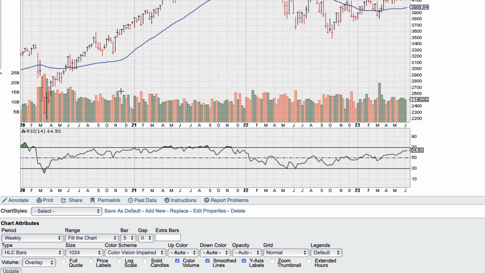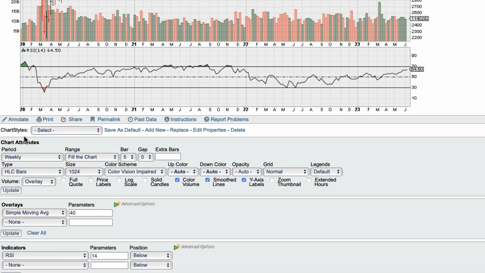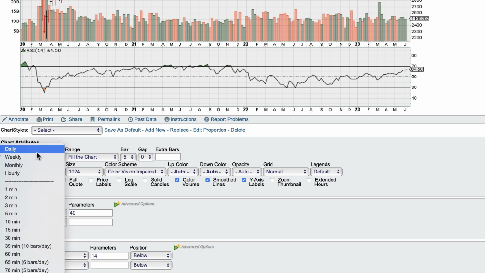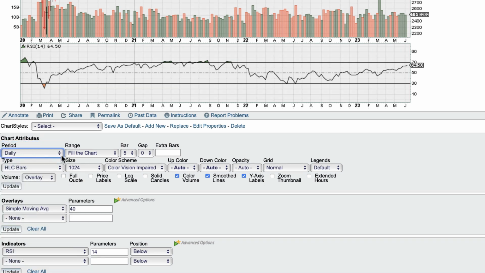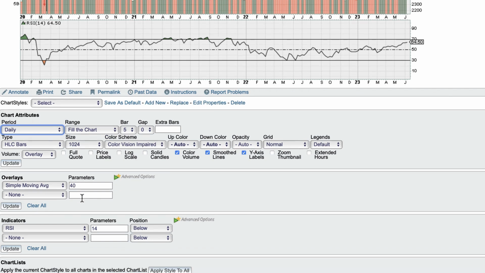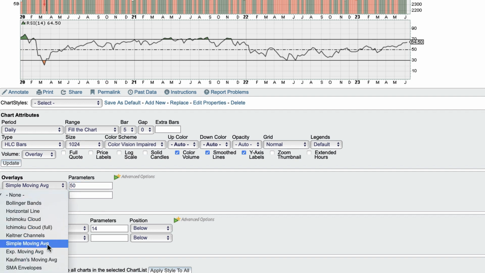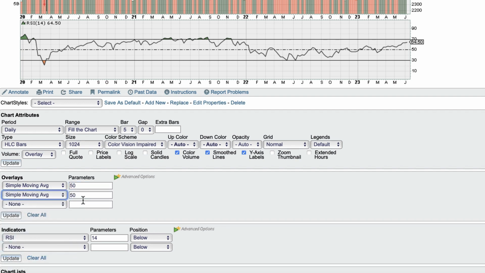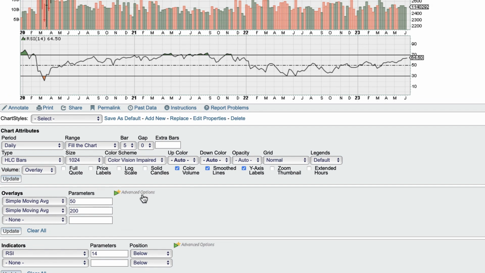So we come down here, and we're going to change this from weekly to daily, zooming in, okay? And we're going to change this one down here. We're going to add two moving averages now, to 50. Then I'm going to add another one down here, another simple moving average. And I'm going to change this one to 200, right? When you switch like that, that's the important thing you have to remember. But if you can always keep two windows open, they're ready to go.